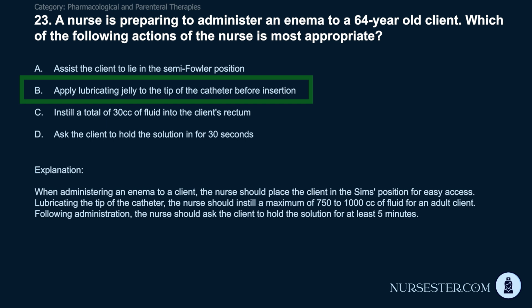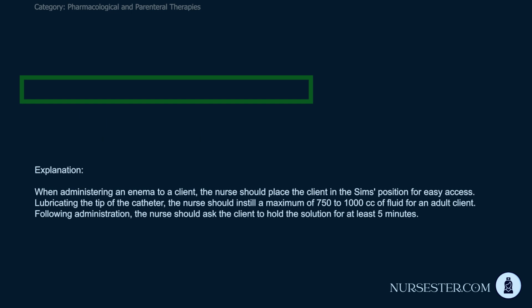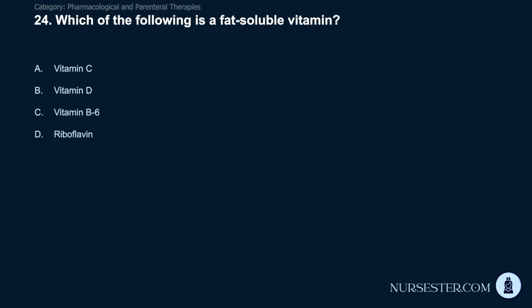Lubricating the tip of the catheter, the nurse should instill a maximum of 750 to 1,000 cubic centimeters of fluid for an adult client. Following administration, the nurse should ask the client to hold the solution for at least 5 minutes.